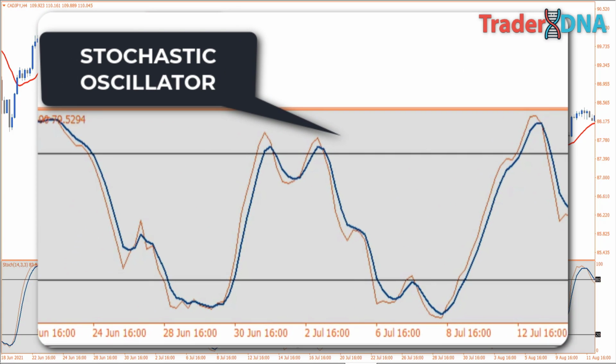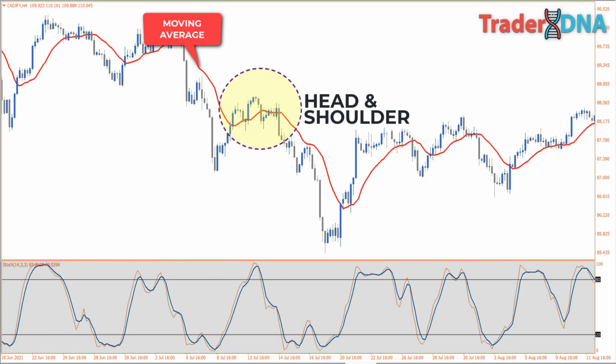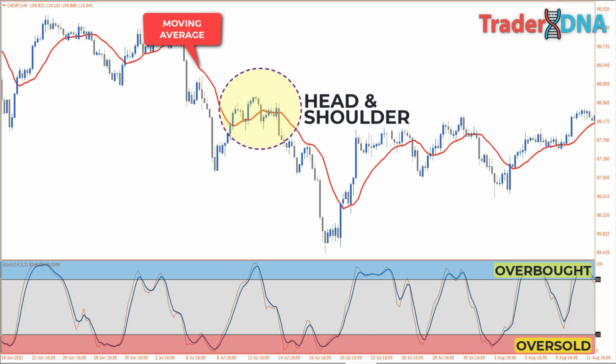Diagnosing stochastic oscillator. The purpose of the stochastic oscillator is to ensure that the head and shoulders signal forms when the market is in oversold or overbought conditions. If the head and shoulders pattern signal forms simultaneously with the market price movement in oversold or overbought conditions, the probability of trend reversal becomes higher.